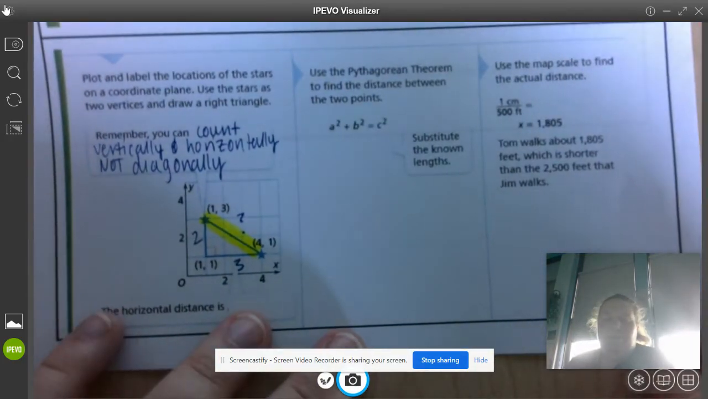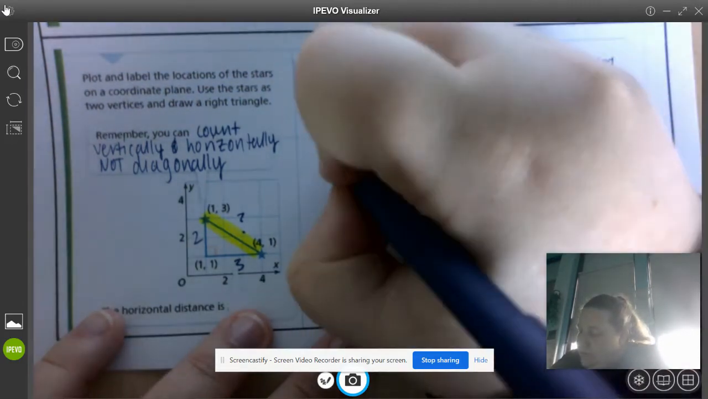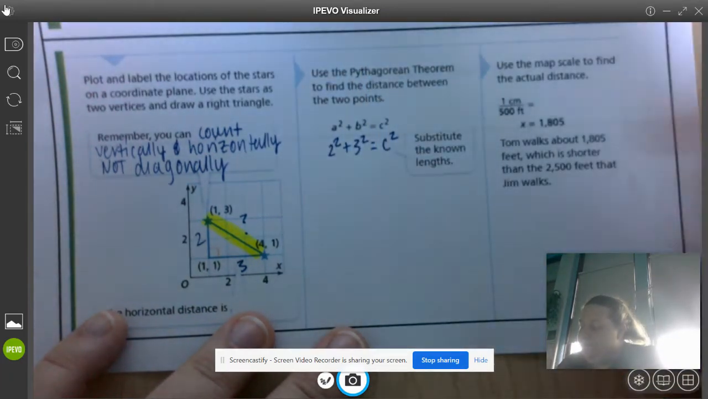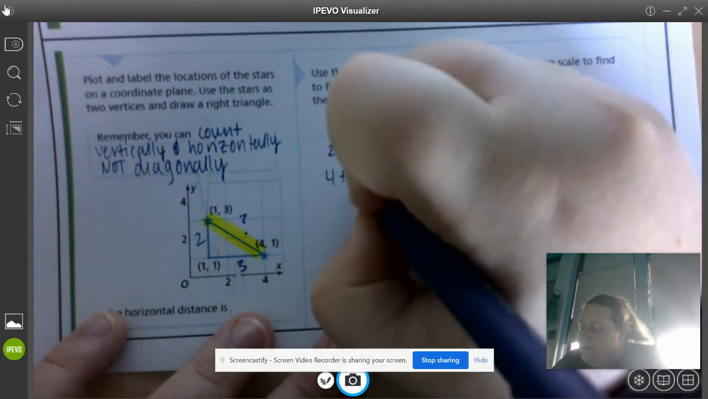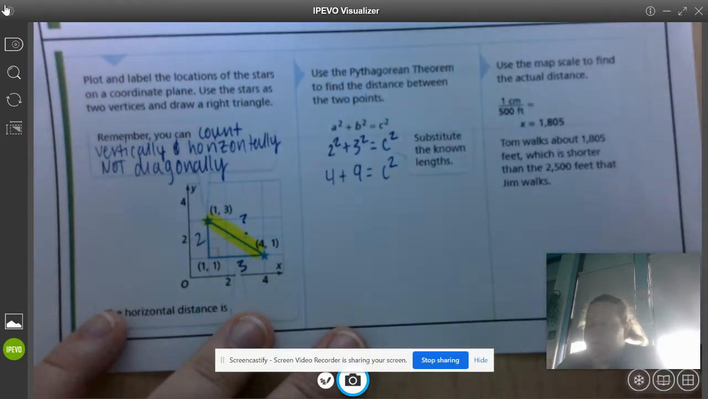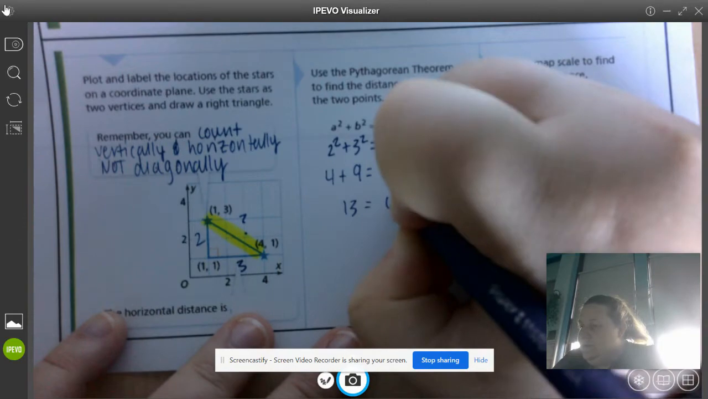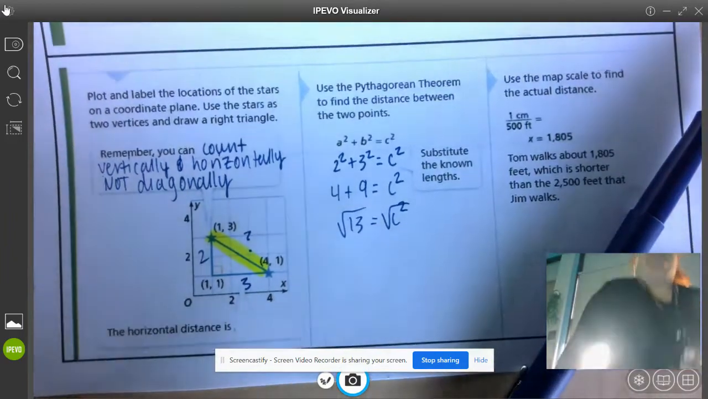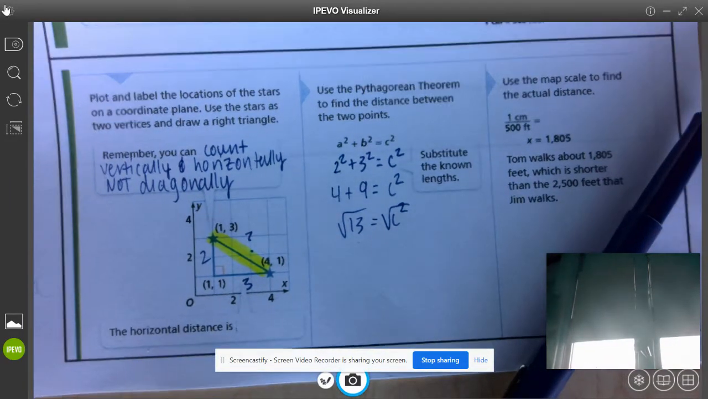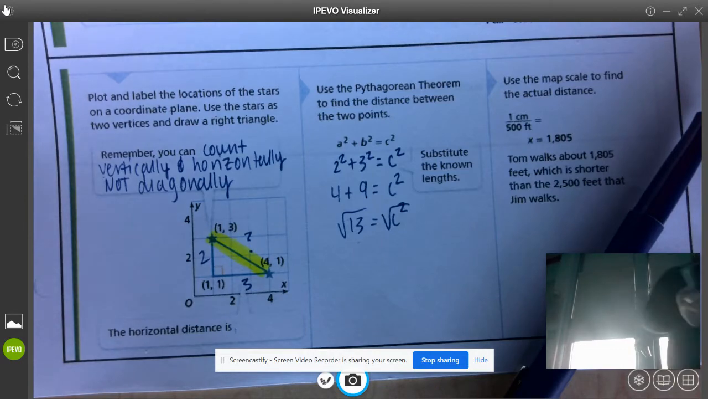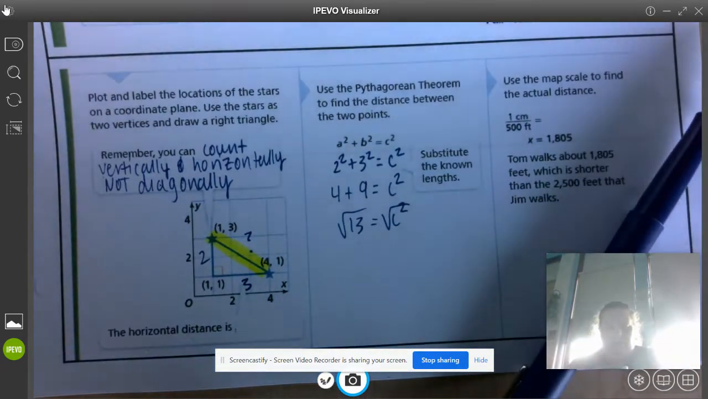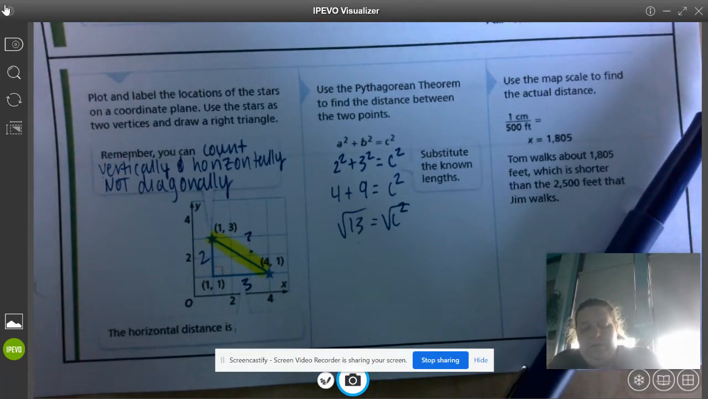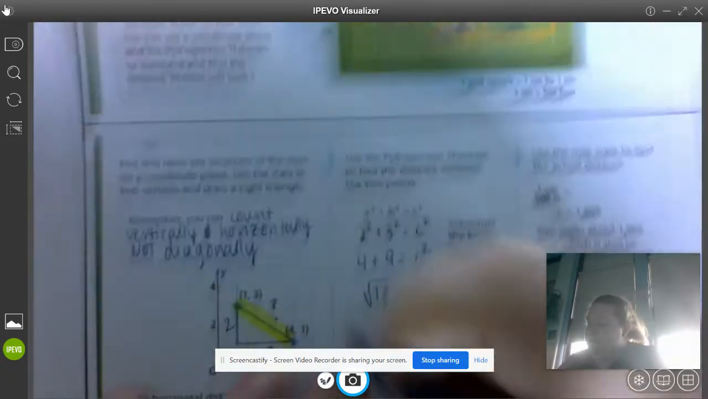So we're going to substitute it in. 2 squared plus 3 squared equals c squared. So 4 plus 9 equals c squared. 13 equals c squared. I'm going to go ahead and take the square root. Just give me 1 minute to grab my calculator. All right. So the square root of 13 is about 3.6.